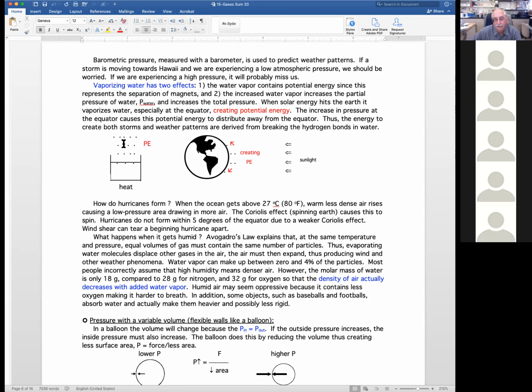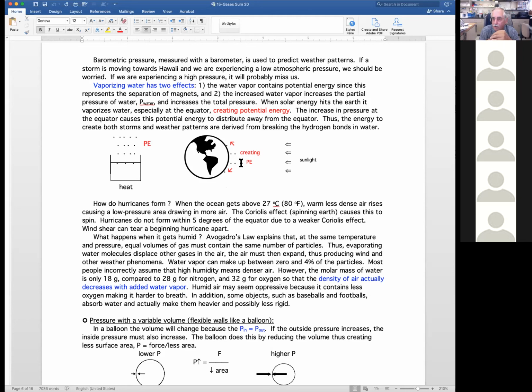So this has everything to do with what goes on Earth, the weather patterns and everything. So sunlight from the sun hits mostly the equator, get a lot of evaporation of water at the equator. Adding a new gas increases the pressure. You're pushing air that way and that way, creating currents, and you're creating currents that take that potential energy different places.